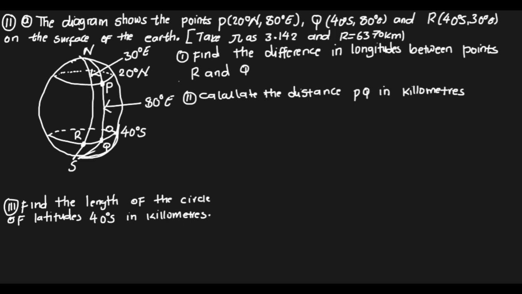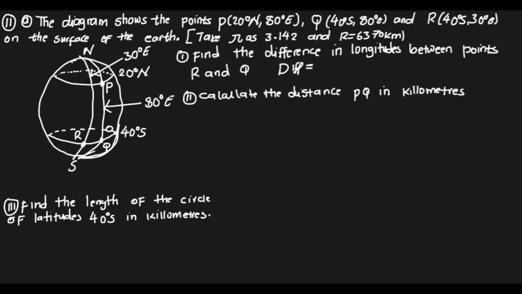Now let's look at the first question. Find the difference in the longitudes between points R and Q. So let's look at the difference in longitude between points R and Q. The longitude for Q is 80 degrees east, and for R is 30 degrees east.